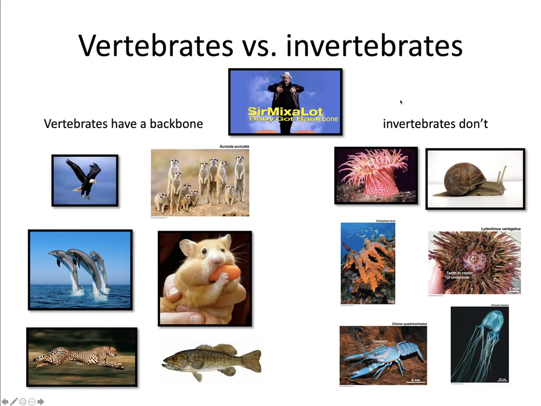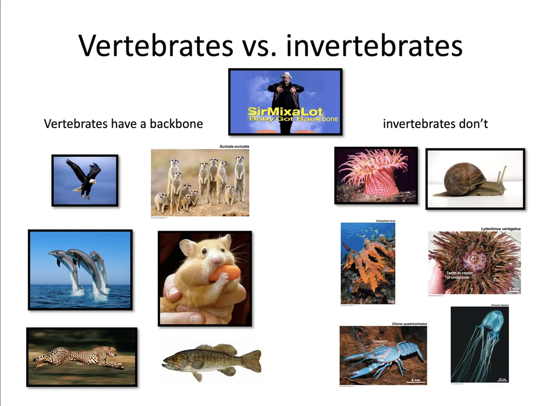And this is in opposition to invertebrate animals. These are all examples of animals, but they don't have a backbone. So they're invertebrate animals, things like insects, crustaceans, jellyfish, sea anemones, sponges. All of these are animals that do not have a backbone.